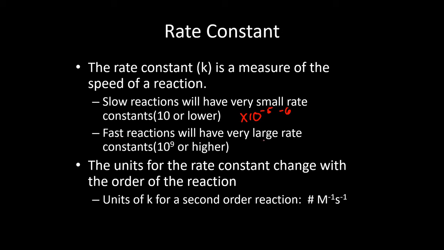Fast reactions will have very large rate constants. So this says 10 to the 9 or higher. I actually should probably change that. I would say anything certainly like 10 to the 4 or 10 to the 5. Those reactions would happen so fast that if you started the reaction and a few seconds later you're like, oh, crud, I didn't mean to do that, it's too late. The reaction is done. These reactions happen very, very fast.